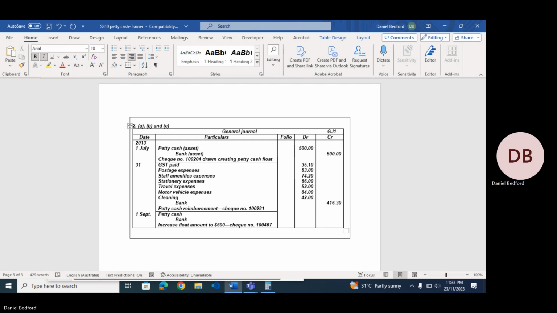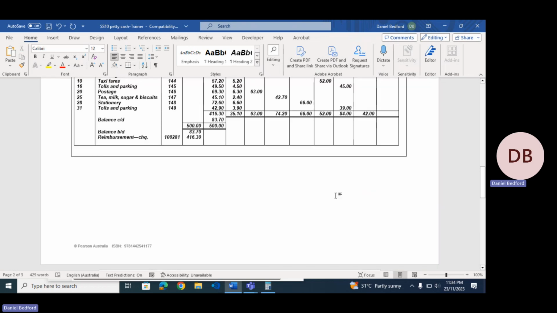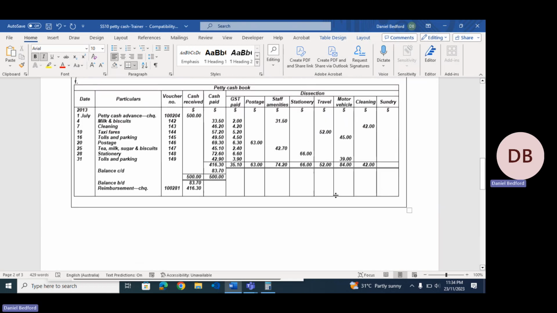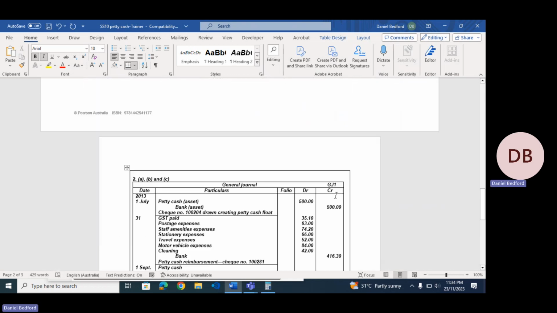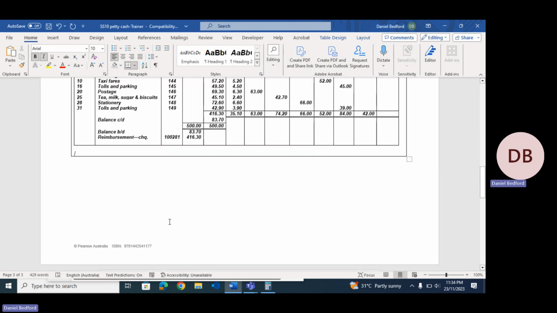Okay. At this point, you might be thinking, well, that's just a copy of this. Yeah, and that's correct. But that can't be right. Absolutely is right. Because think about what I told you in class. For every journal entry, there's a source document. The source document for these journal entries is this.